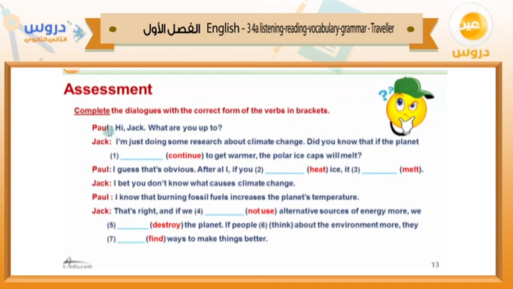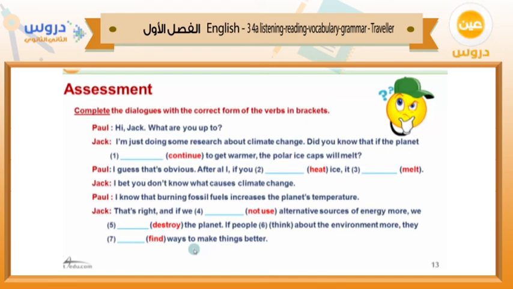Another conversation or dialogue. Paul: Hi Jack, what are you up to? Jack: I'm just doing some research about climate change. Did you know that if the planet continued to get warmer, the polar ice caps will melt? Paul: I guess that's obvious. After all, if you heat ice, it melt. Jack: I bet you don't know what causes climate change. Paul: I know that burning fossil fuels increases the planet's temperature. Jack: That's right. And if we not use alternative sources of energy more, we destroy the planet. If people think about the environment more, they find ways to make things better.